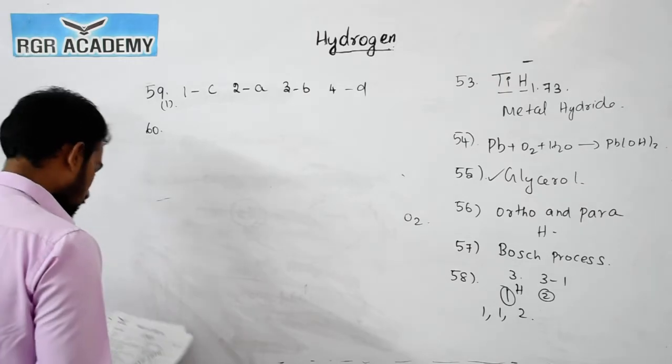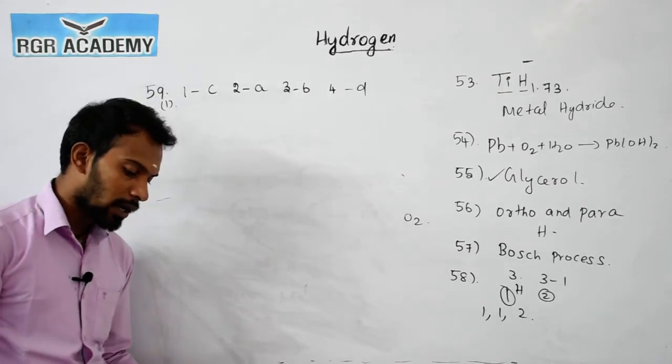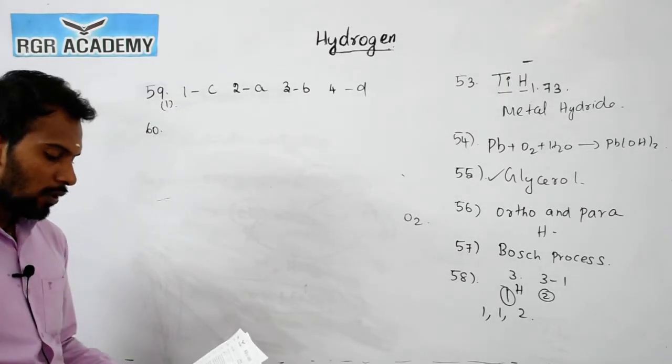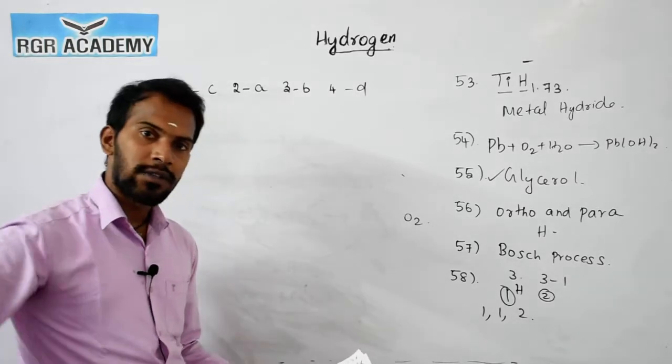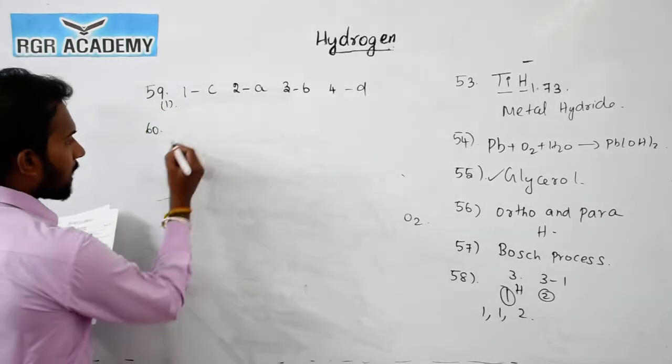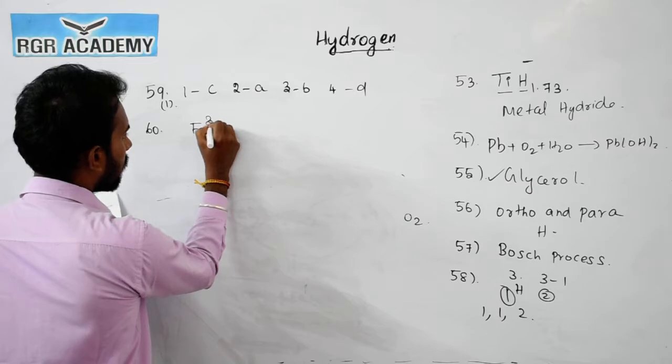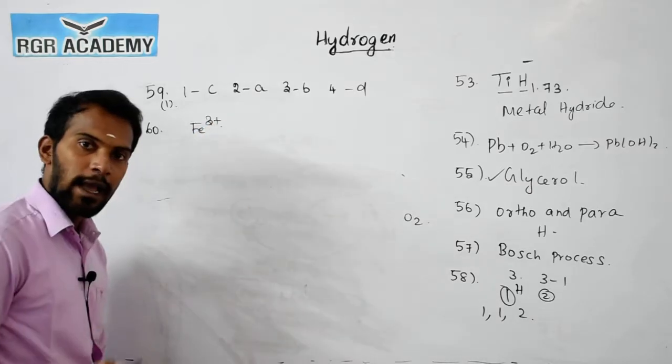Now the question number 60. Which of the following substances cannot be reduced by H2O2? The element which is already oxidized, the iron 3 plus, cannot be reduced by adding H2O2.